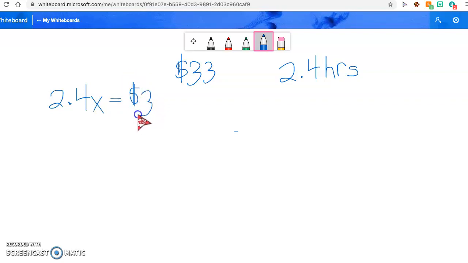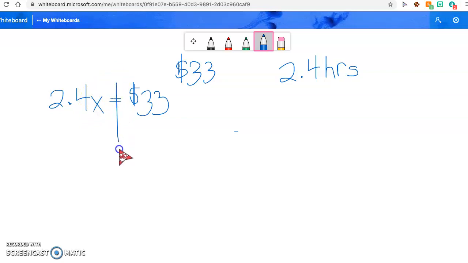Okay, so far so good. Make sure you are getting all of this in your notes. Make sure you've got the last equation in your notes. All right, so we have to divide both sides of the equation by 2.4 so that we can isolate the variable, so that we can get x all by itself.